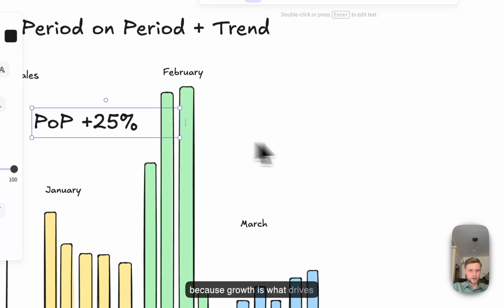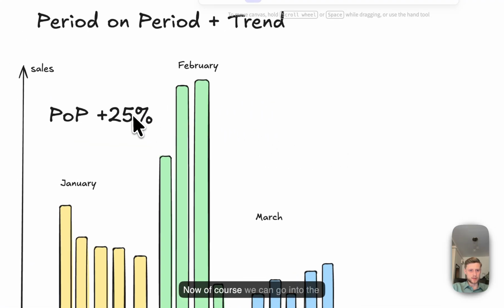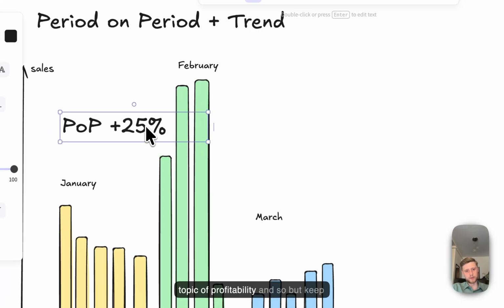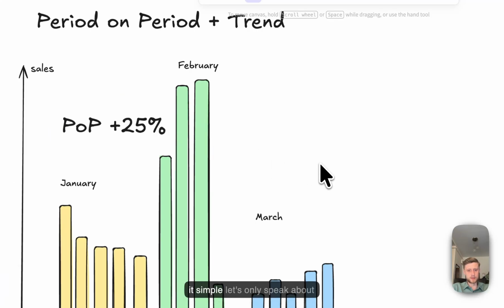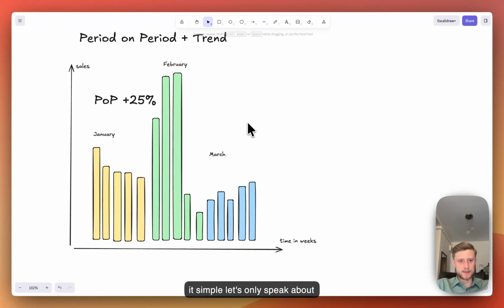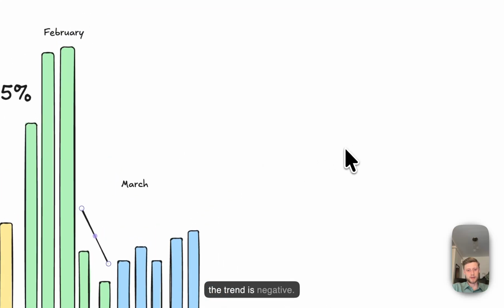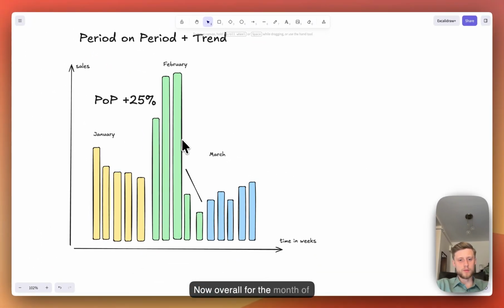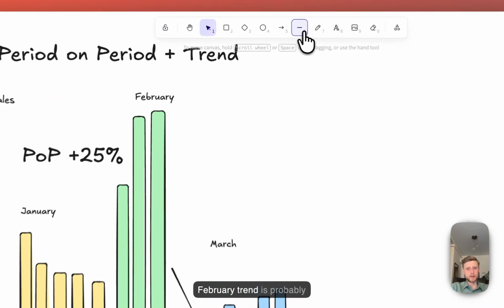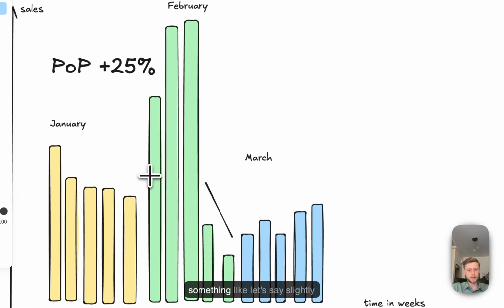Okay, now if period on period is plus 25%, of course this is good news, right? Because growth is what drives business. Now, of course, we can go into the topic of profitability and so on, but keep it simple. Let's only speak about sales. So period on period sales are going 25%. Great. Now, what can we see here? If we look at the last 2 weeks of February, we could actually see that the trend is negative. Okay? Now, overall, for the month of February, trend is probably something like, let's say, slightly negative.